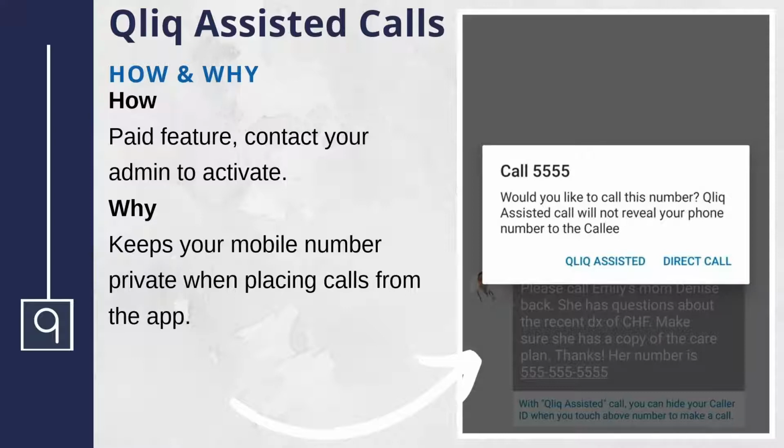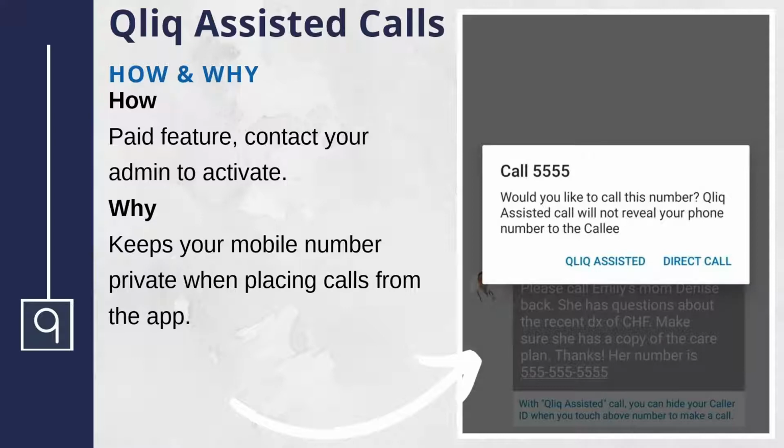But you would simply click on Qliq assisted, and then it's going to dial that user and present to them a phone number that your organization has set up. So for example, it could be the main line at your practice, it could be the scheduling department's phone number, whatever phone number is designated there, and that way whenever they pick up, their caller ID does not display your phone number. This is great for clinical staff that are in the field in hospice and home health that are making a lot of patient touch points.